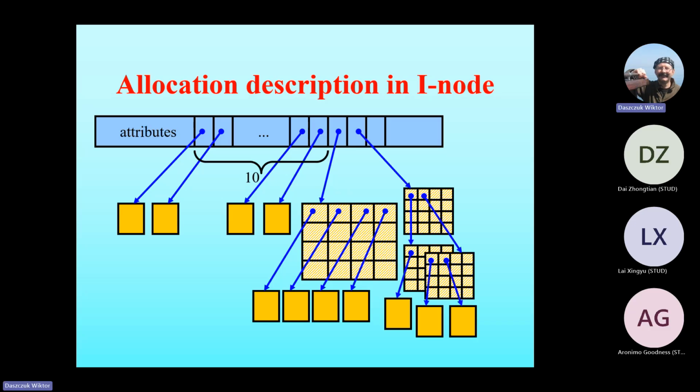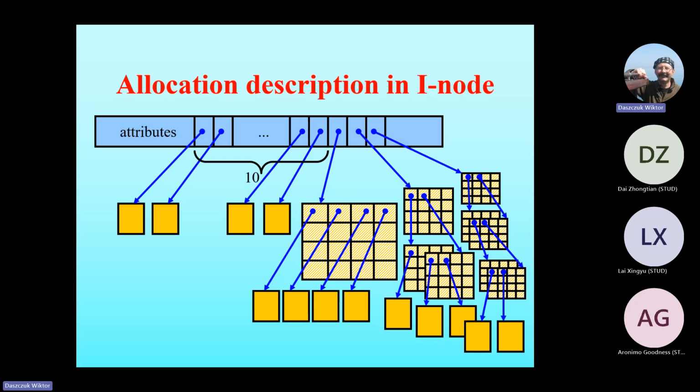If it's not enough, we have double indirect allocation. We have a pointer to the block that points to the blocks that point to final blocks. Of course, data are stored only in those leaf blocks. And if it's not enough, we have triple indirect addressing. And more. There is no quadruple indirect addressing.